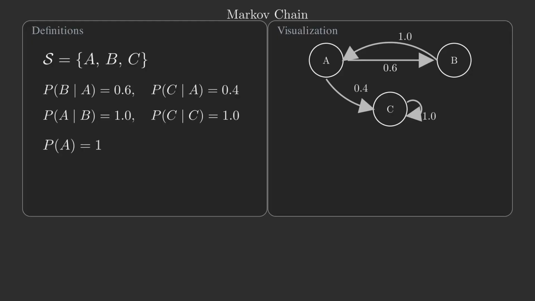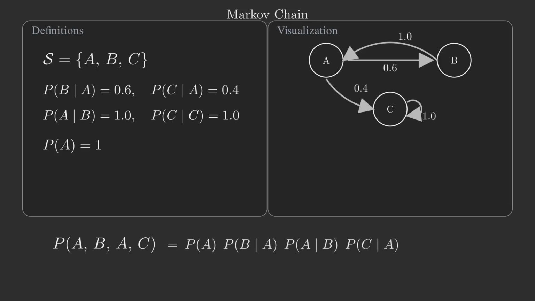For example, this definition lets us compute the probability of observing a sequence. For example, what is the probability that the weather is first sunny, then cloudy, then sunny again, and then finally rainy? We can describe it with the following sequence: A, B, A, C. Using the Markov property, we can factorize the joint probability. It is the probability of starting in state A, then transitioning to state B, then transitioning back to state A, and then finally transitioning to state C.